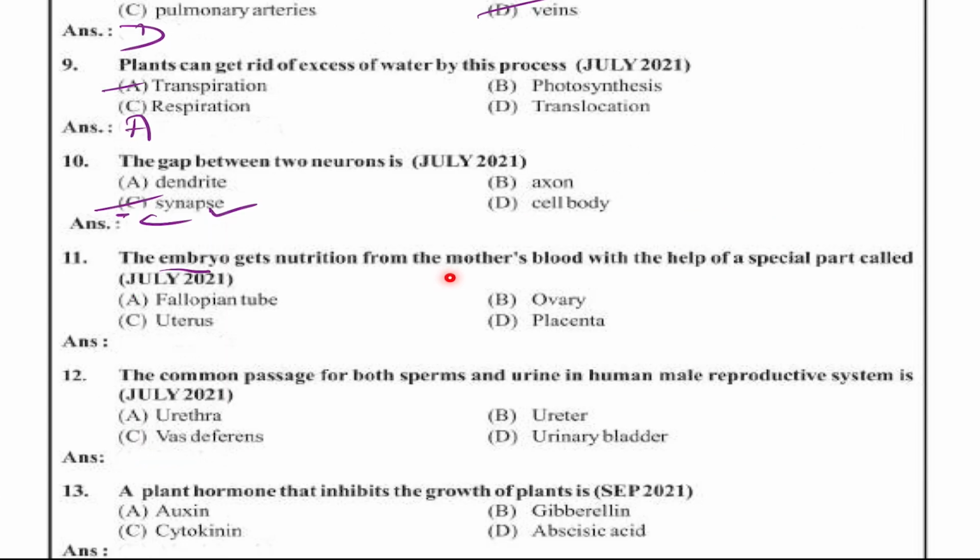Coming to the 11th question. The embryo gets nutrition from the mother's blood with the help of a special part called... It is a direct question. All of us know that it is the placenta. Even though we know it is the correct option, let us have a look at the other three options and their functions. Fallopian tube: it is the place where fertilization takes place. Ovary: it is the production of eggs or ova. Uterus: it is the place where implantation of the embryo takes place. And placenta: the embryo gets nutrition from the mother's blood through the placenta. Hence, the correct option for the 11th question is option D.